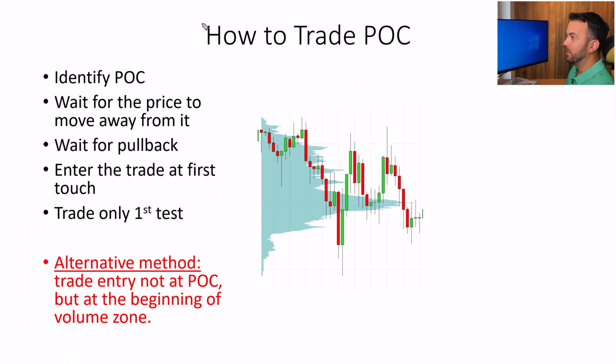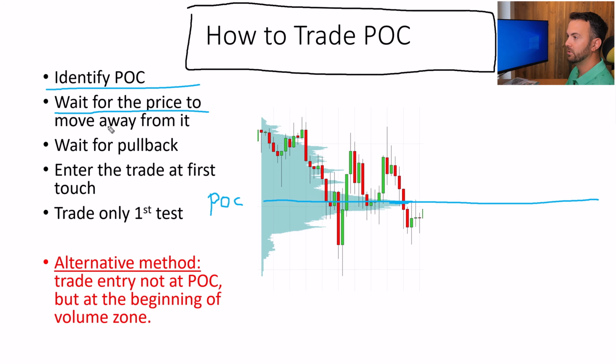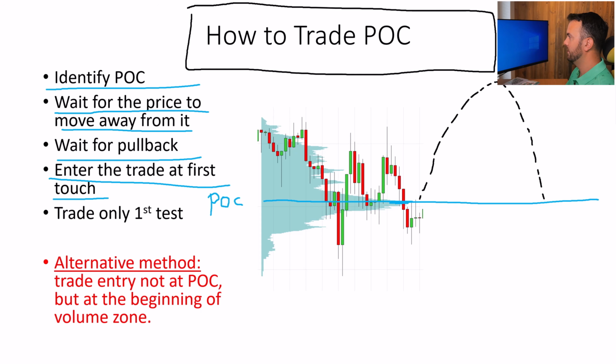So this is the short trade scenario. Now here is a guide how exactly to trade the point of control. So the first step is identify the point of control. That's easy. That's where the volume profile is the widest, right? So it's this level. This is the point of control. Then you want to wait for the price to move away from the point of control. Let's say that it goes up, and then you wait for a pullback. This is the pullback. And then you enter the trade at first touch. That means you go long from here.